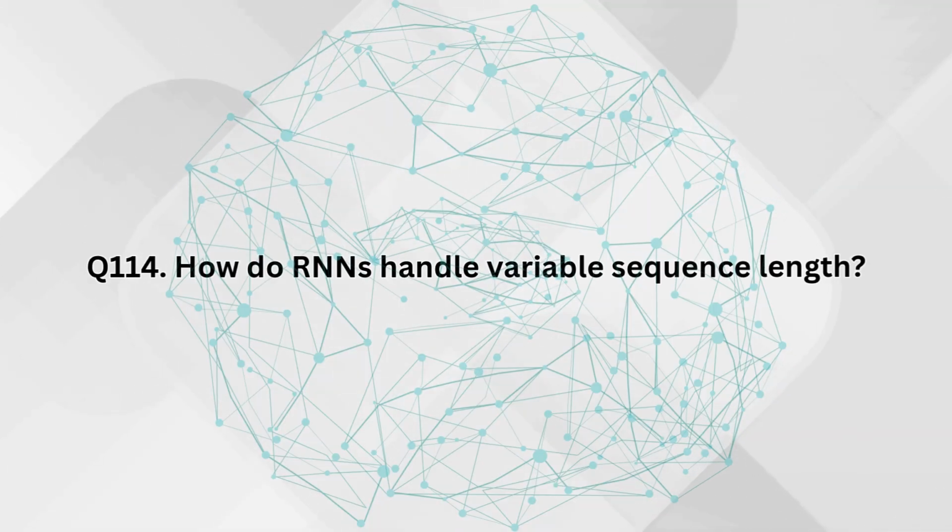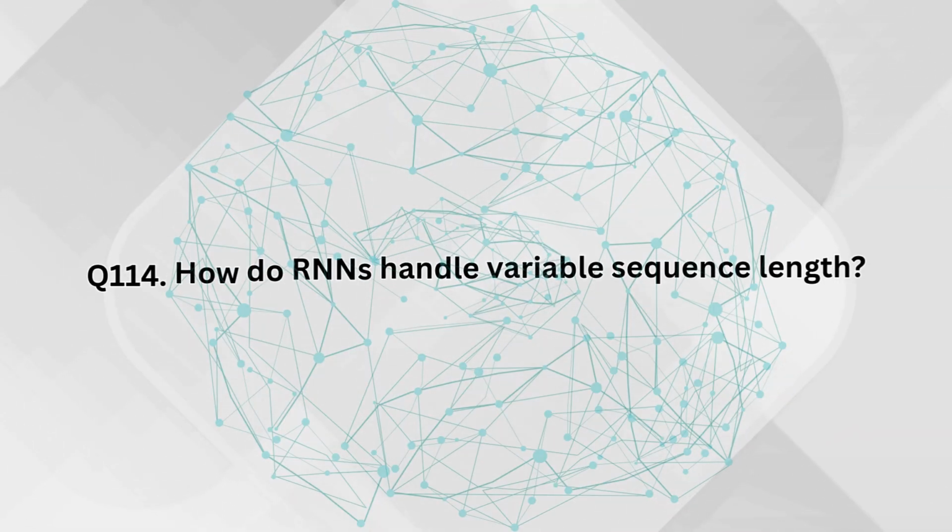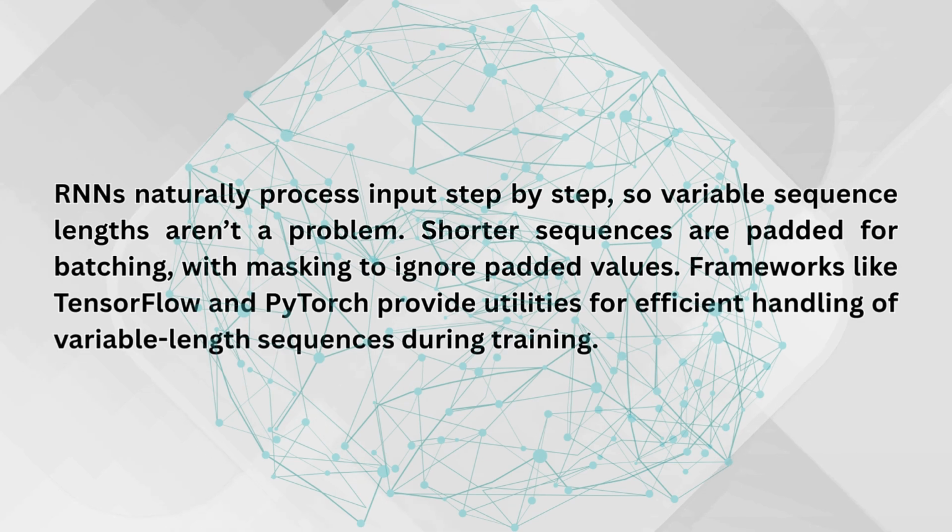How do RNNs handle variable sequence length? RNNs naturally process input step by step, so variable sequence lengths aren't a problem. Shorter sequences are padded for batching, with masking to ignore padded values. Frameworks like TensorFlow and PyTorch provide utilities for efficient handling of variable length sequences during training.